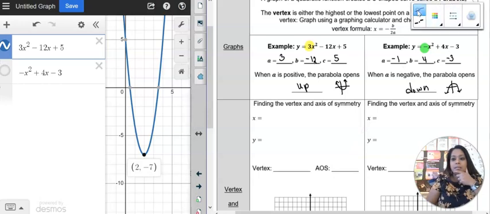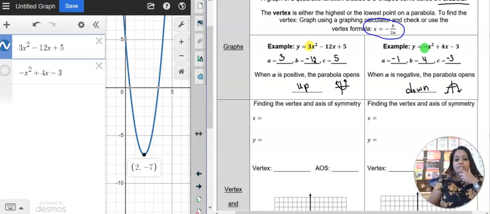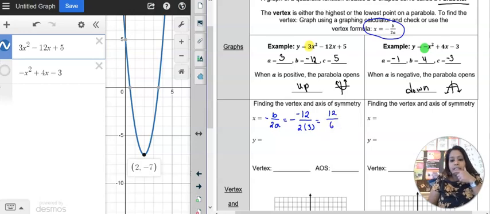You have this formula, x equals negative b over 2a. So that's negative b, that's negative 12. So I'm going to put another negative over 2 times a, which is 3. Negative is positive, so I'll just take the negatives out. 2 times 3 is 6. So 12 divided by 6 is 2. That's where this 2 came from.